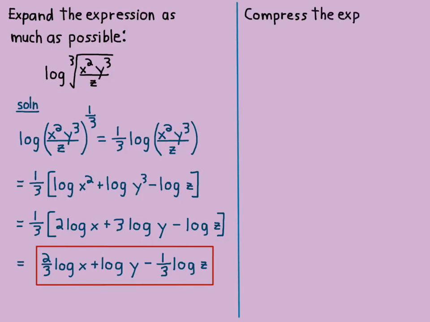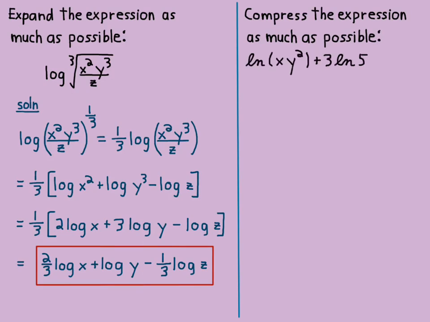Okay, then the opposite would be compress the expression as much as possible. Some people would say write this as a single logarithm, something like that. And again, these are just exercises to practice using the properties. So I have ln, natural log, right? ln of xy squared plus 3 ln of 5 minus 2 ln of z. The first term there's already compressed somewhat, but that's okay. We're just going to compress the rest of the way.